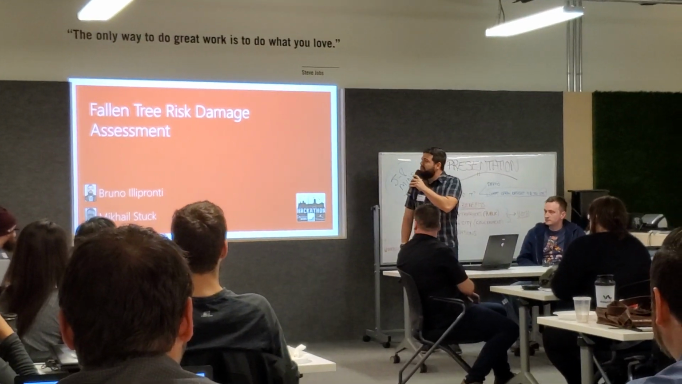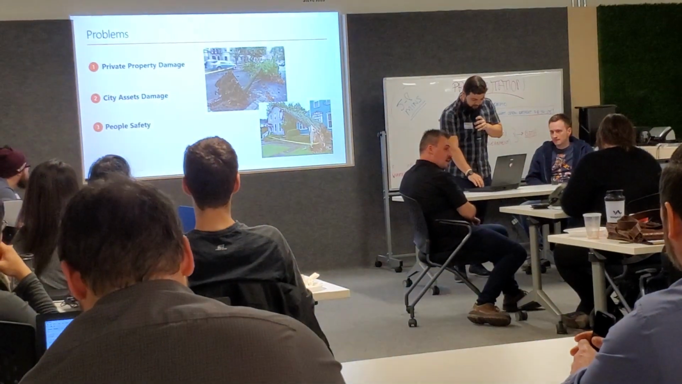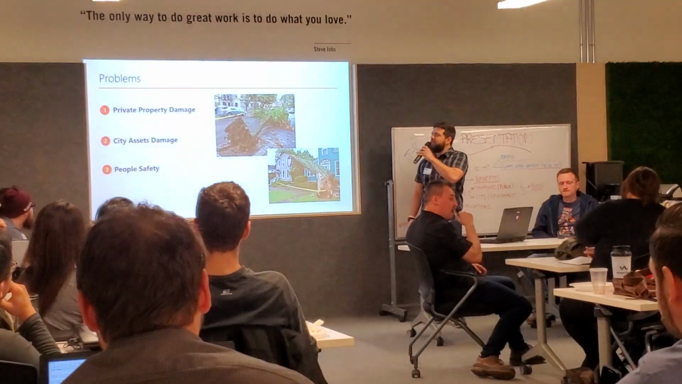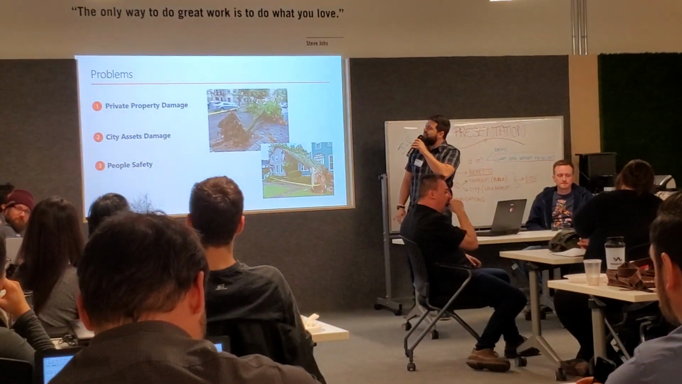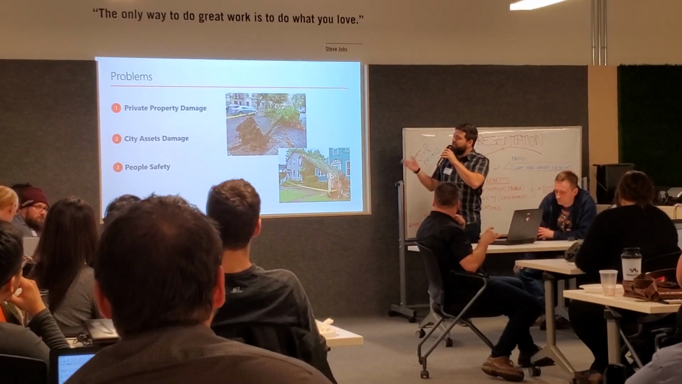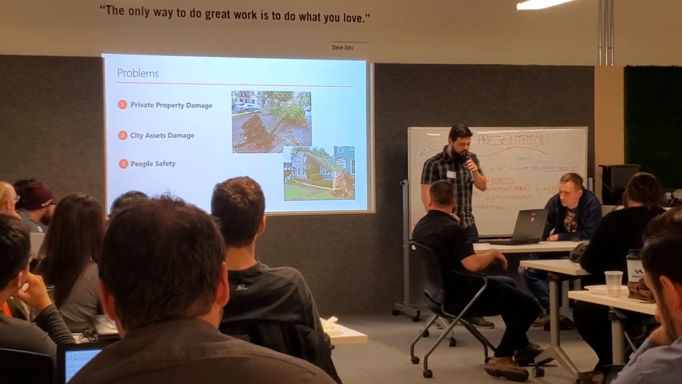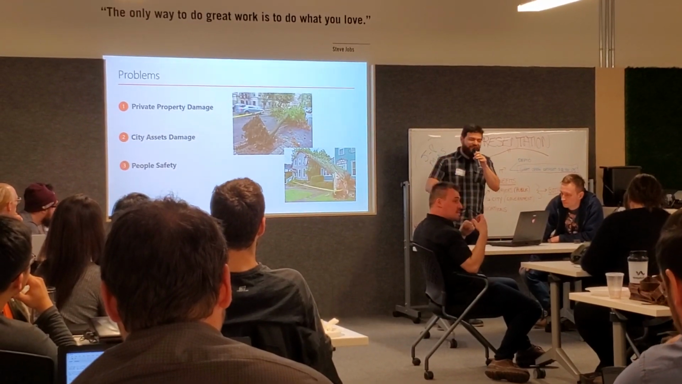So I'm going to talk about fallen tree risk damage assessment. Let's start. The problems that we identified are private property damage, city assets damage, and people safety. Those are the issues that happen when we do have some fallen trees, obviously.